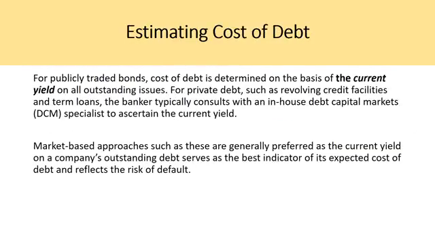So now, estimating the cost of debt. For publicly traded bonds, cost of debt is determined on the basis of the current yield on all outstanding issues. For private debt, such as revolving credit facilities and term loans, the banker typically consults with an in-house debt capital markets specialist to ascertain the current yield. Market-based approaches, such as these, are generally preferred as the current yield on a company's outstanding debt serves as the best indicator of its expected cost of debt and reflects the risk of default.